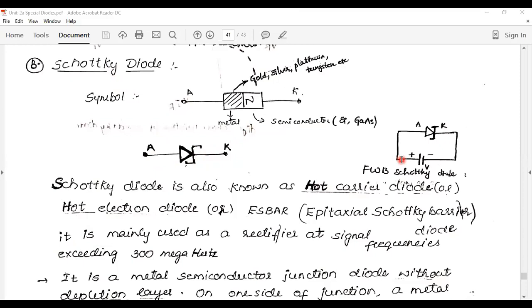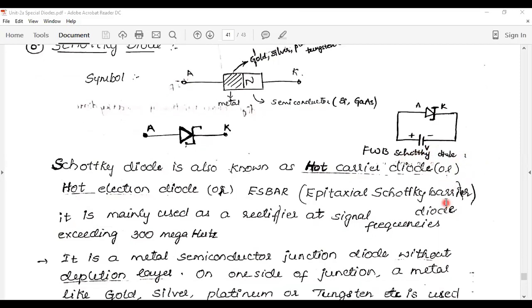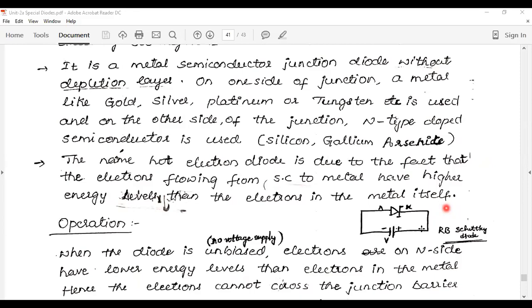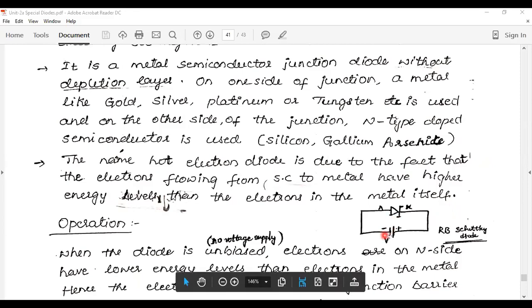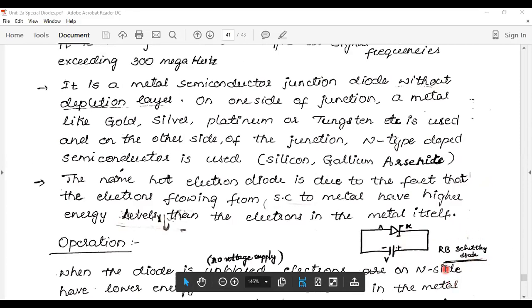By applying bias conditions to this Schottky diode: forward bias means the anode terminal is connected to positive and the cathode terminal is connected to negative. Similarly, reverse bias means the anode terminal is connected to negative and the cathode terminal is connected to positive, then the Schottky diode is in reverse bias condition.